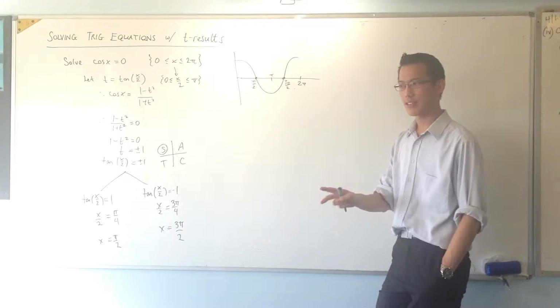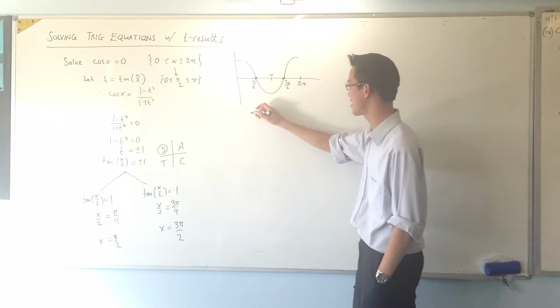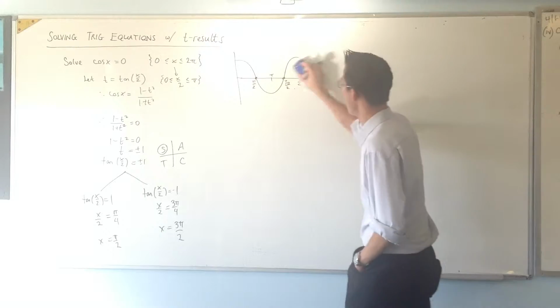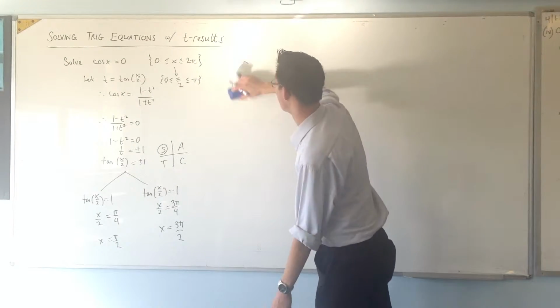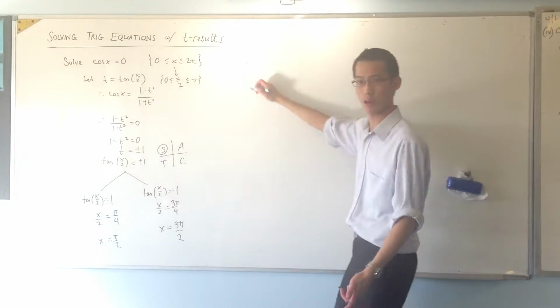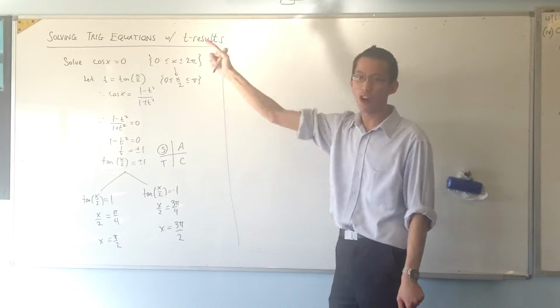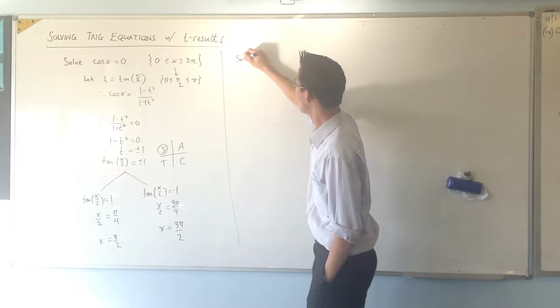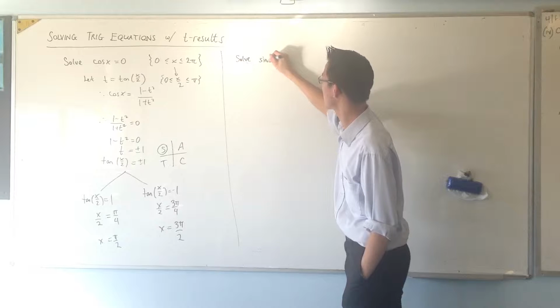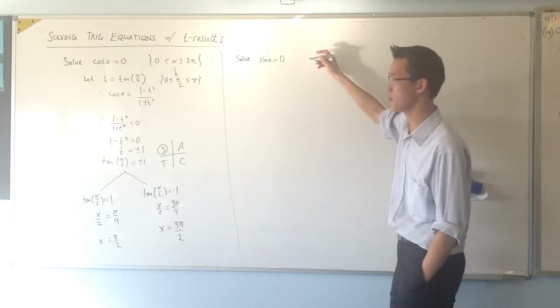All right, now let's do another example. It seems like it's just as simple. I'm going to get rid of this. But it'll highlight the problem of using these t results and what we have to do to overcome it. Instead of cos x is equal to 0, let's solve sine x is equal to 0. Do it in the same domain.